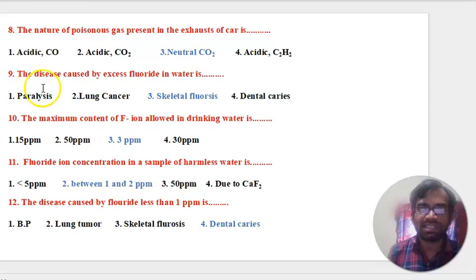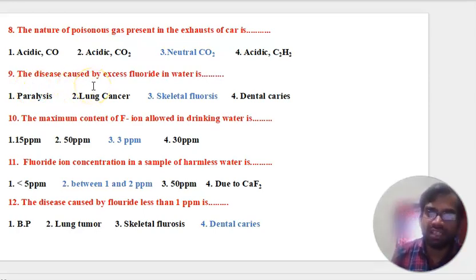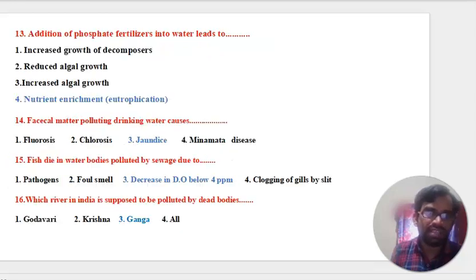Now you can see the next question, the disease caused by excess fluoride in water. What happens if our drinking water has excess fluoride? Nalgonda is the best example. The skeletal fluorosis disease will happen. And this is the 10th question, and all these questions you can read in future. You will see these are previous repeated questions.